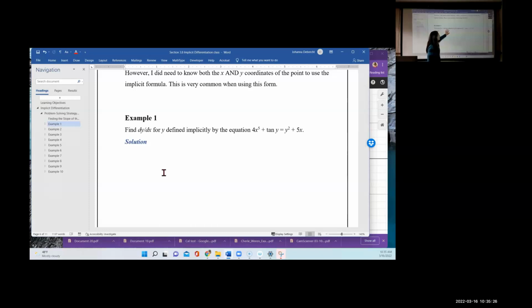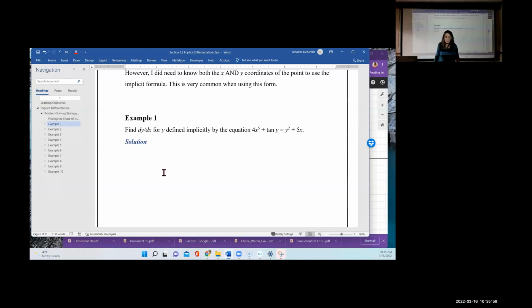Let's take a look at example 1, which is 4x to the 5th plus tangent of y equals y squared plus 5x. This is an implicit formula because I have a mixture of x's and y's on both sides. But basically, it's always going to stay implicit because I've got y squared outside here, and I've also got y inside of a trig function. There's going to be no way to get these two y's together in one location and isolate it algebraically. There's no way to solve for y.